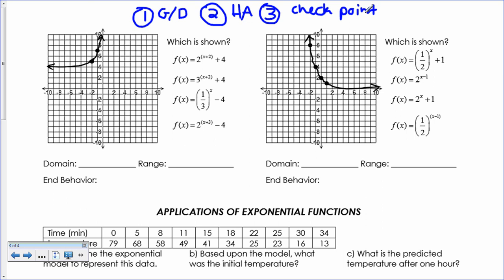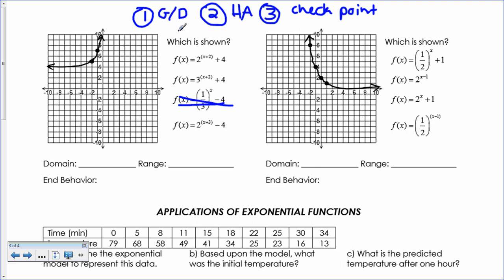The first thing you want to check is whether the graph is a growth or decay, because your answer choices are going to be a scattering of both growth and decay. If it's one and not the other, you can immediately cross out the answer choices that don't match. So for this one, because it's rising, this is clearly a growth, so I can automatically cancel this one out, because that's a decay, so that obviously can't be the answer.